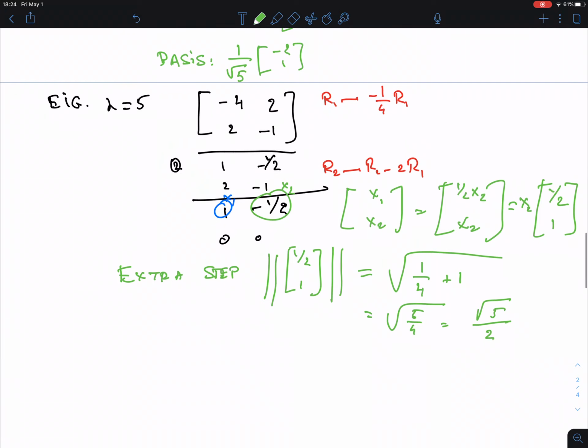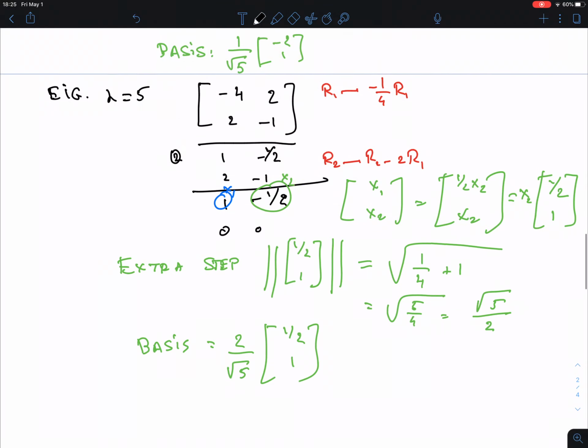Okay, so now the basis I'm going to take is the vector that I have there, a half 1, divided by this guy, which means multiply it with its reciprocal. Okay, and now you see actually, I still get rid of the 2 for some nice reason if I multiply this out, but I still have the radical 5, so I'm just going to leave it like that. Okay, so now we are done. Step 3.